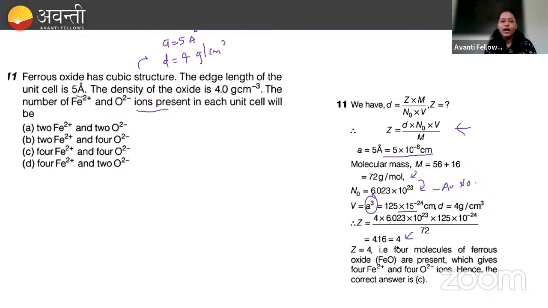is equal to 4. And when Z is equal to 4, what happens? 4 molecules of ferrous oxide are present, which gives 4 Fe2+ and 4 O2- ions. Hence, which type of compound will be this? FCC structure. So 4 Fe2+ and 4 O2- are present here, and this will be our answer. देखिए यहाँ पे हम लोगों को क्रिस्टल कैसा होगा वो पूछा था. How many ions will be present per unit cell? So you know in FCC 4 Na+ and 4 Cl- are present. Similarly 4 Fe2+ and 4 O2- ions will be present here in this given molecule, right? Any doubt in this? Very good problem.